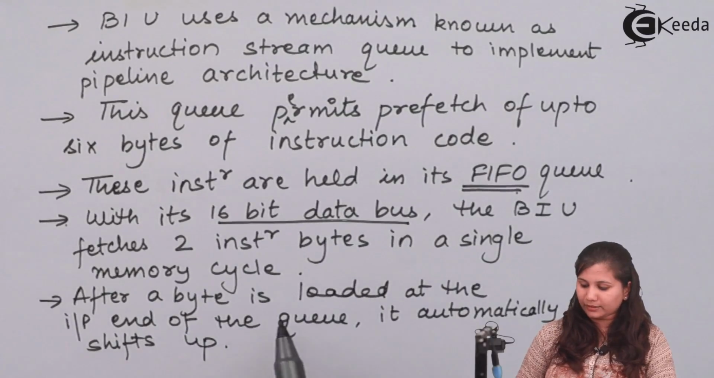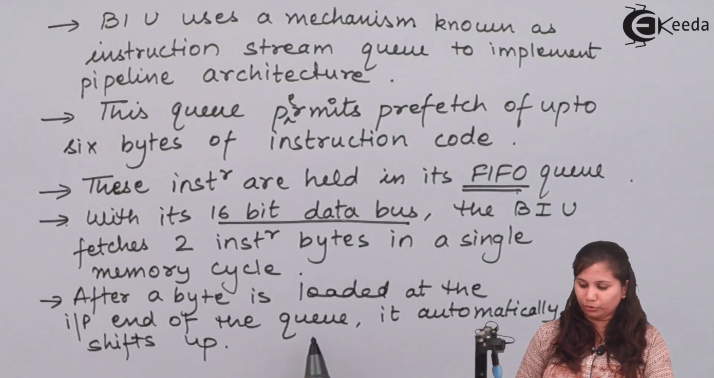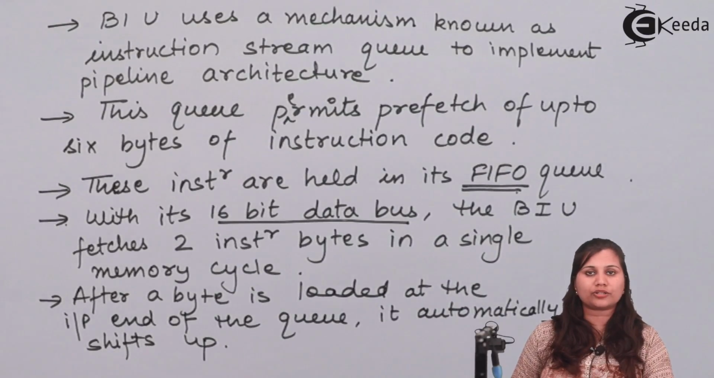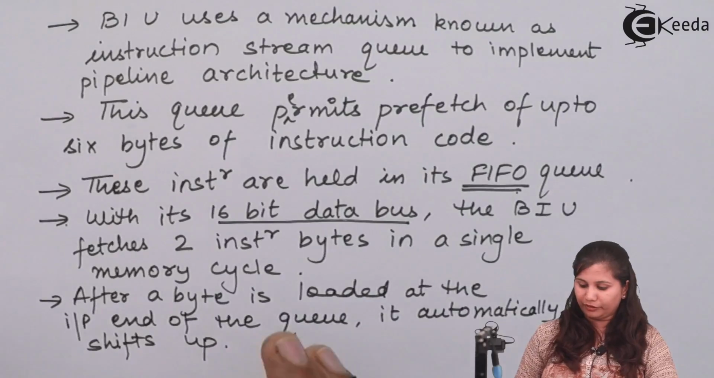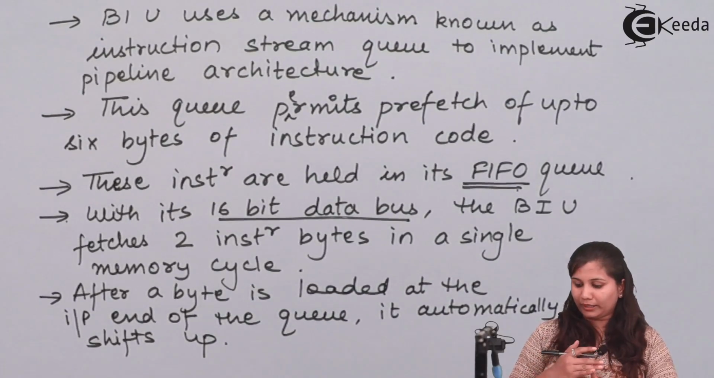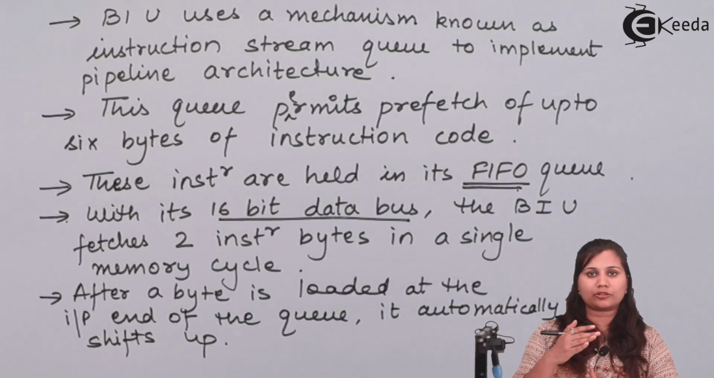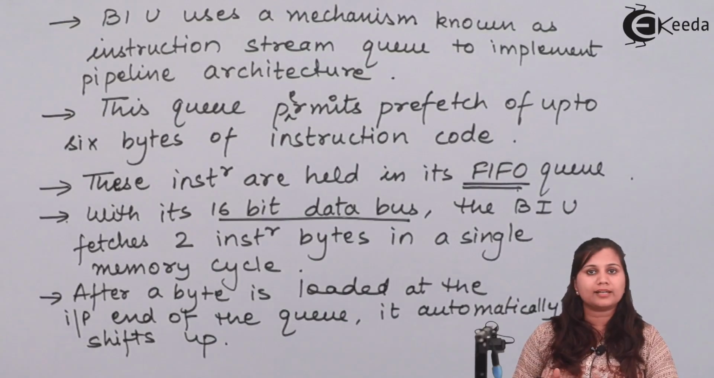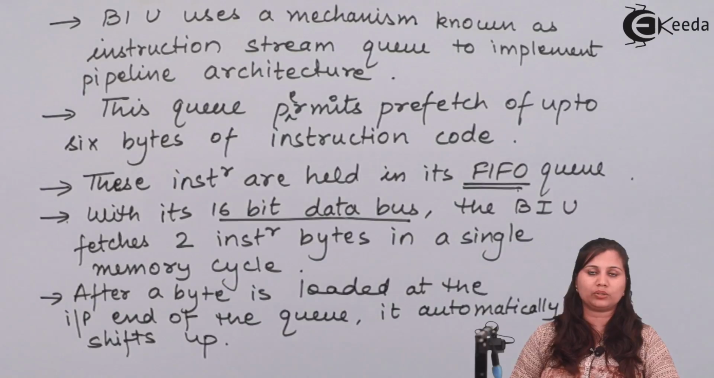Now when a byte is loaded at the input end of the queue, it automatically shifts up so that the next instruction can be stored in the FIFO memory. So in this way, one after the other, 6 instructions can be stored in this instruction stream queue.